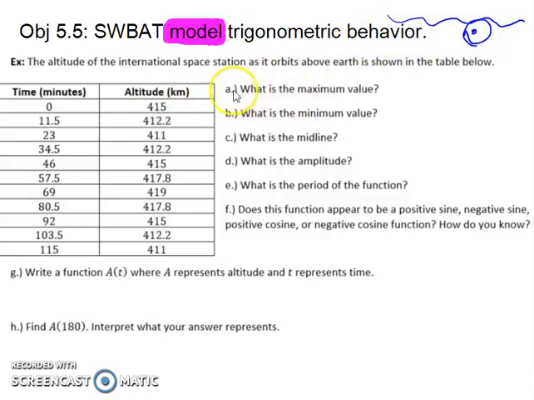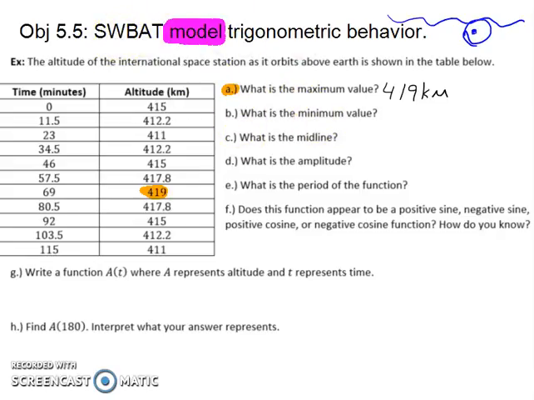So, first question is, what is the maximum value? Well, there's not a lot going on here, so we'll find the maximum value just by looking for it. I see a 419 right here. I don't see anything else that's bigger than that. So my 419 seems to be my maximum value, so I will write that. That is 419 kilometers. That's how high the International Space Station gets, I guess.